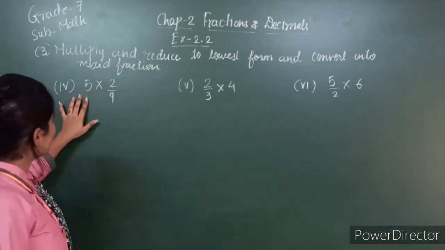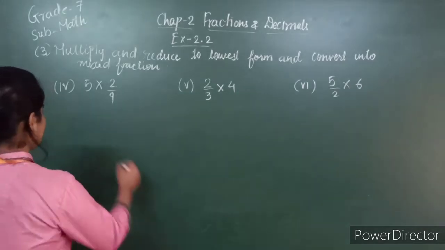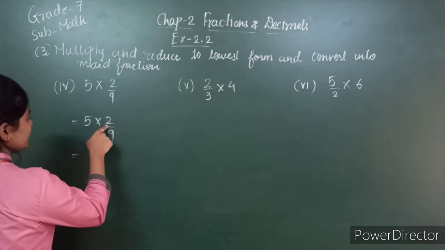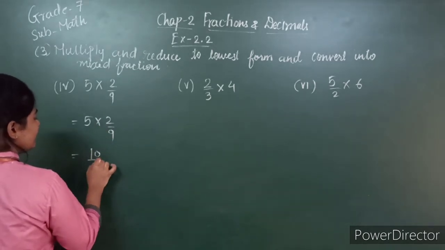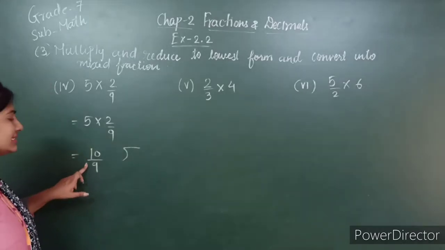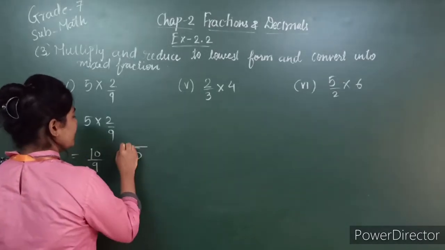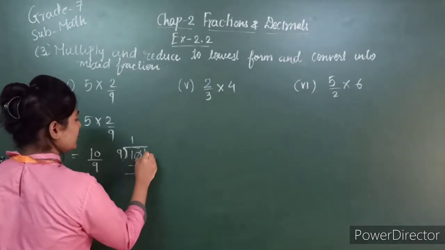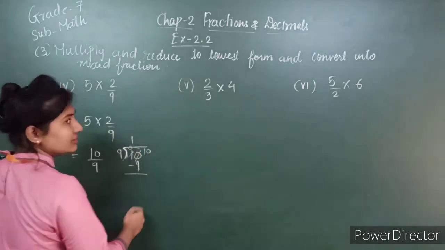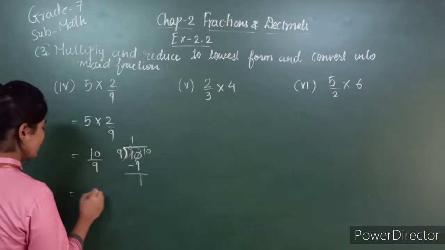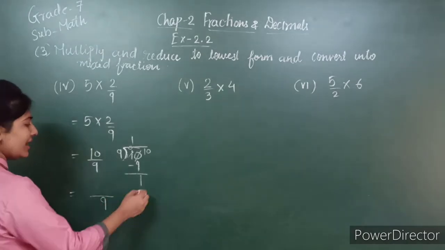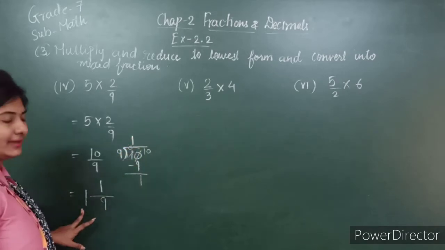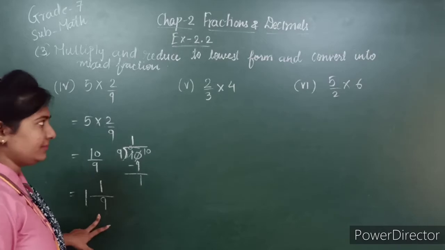So now coming to question number 4, 5 into 2 upon 9. So here we have to multiply 5 into 2. So it is 5 2s are 10 upon 9. Now here the numerator is greater than denominator, so we have to convert this into mixed fraction. So 9 1s are 9 here. Okay. So 10 minus 9, that is 1. So here we have to write 9 in the denominator, and this 1 remainder we have to put upward, and this 1 we have to write in a side. So our answer is 1 1 by 9.